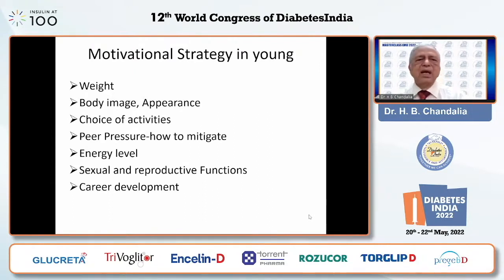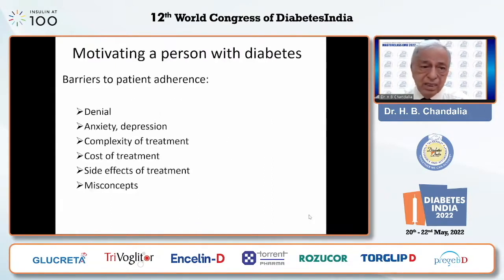And of course, they have peer pressure. They want a good energy level. They worry about their sexual and reproductive function. So you have to really understand what is the concern of the given patient. And you should know how to motivate a given patient. This strategy is different for different people. And we have not yet learned the behavioral sciences as much, which should also be honed by us. These skills should be honed by us.